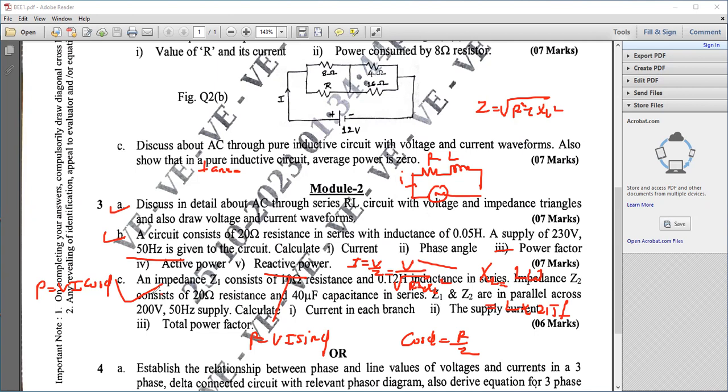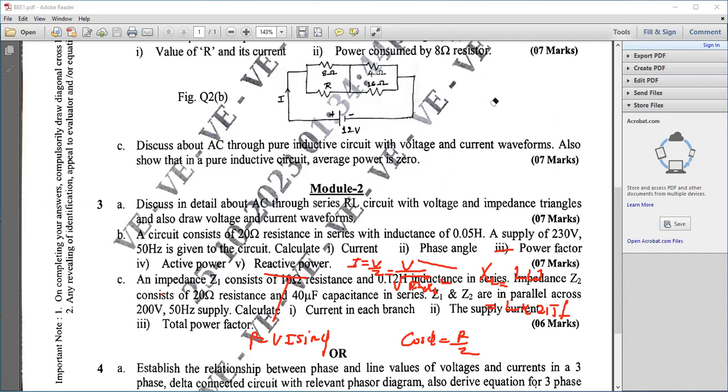Then another one is actually based on the AC circuits. Here you need to use the complex numbers. Okay, complex numbers you can use for AC through impedance, AC through the given circuits Z1, Z2. So kindly go through that.